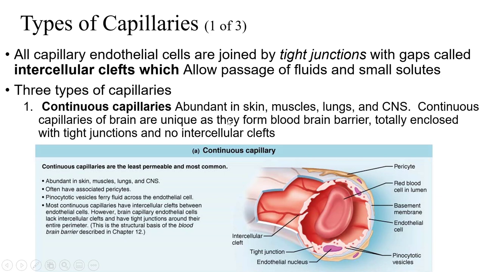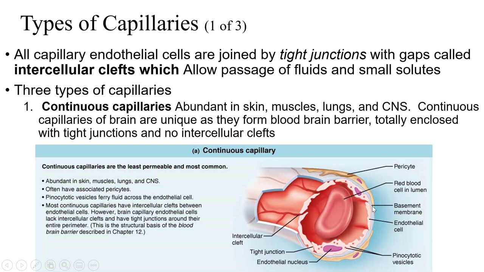So there are three types of capillary. All capillary endothelial cells are joined by tight junctions with gaps, which you call intercellular clefts. And they allow passage of fluids and small solids. So three types. The first one is your continuous capillary.